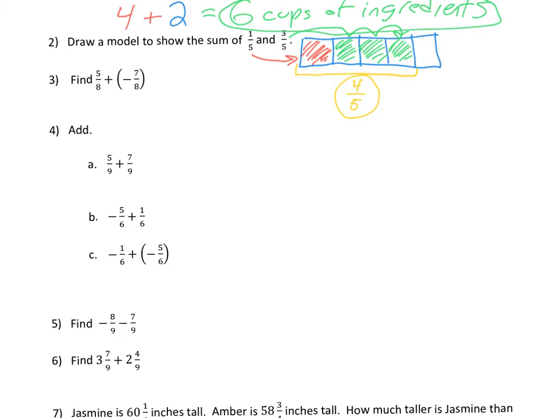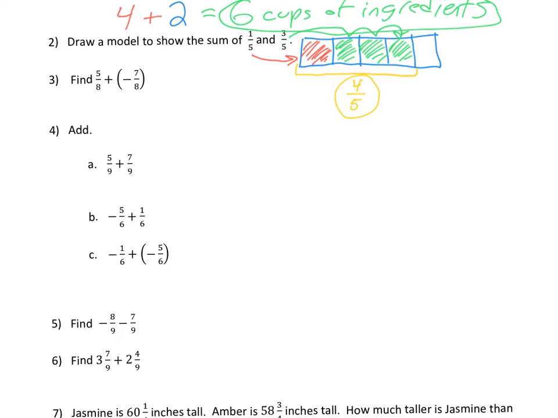And so 1/5 and 3/5 is 4/5. And that is a model that shows pretty carefully how the 1/5 and the 3/5 add up to give me the 4/5. All right. Now let's go ahead and do number 3. We're going to be adding some like fractions, okay?